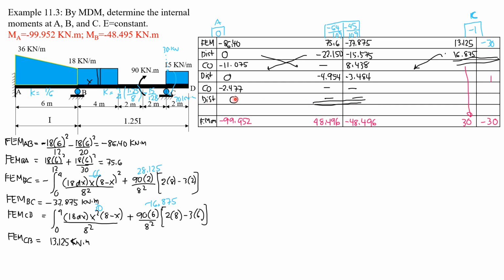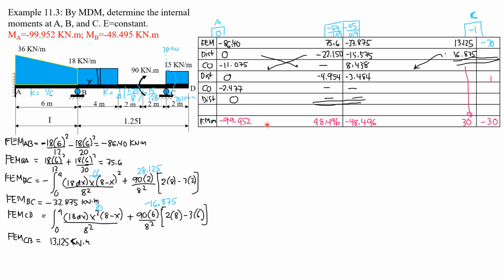Supposedly we distribute. So 0, since there's no unbalanced moment here, so nothing also to be distributed on this row. So adding the column values here, we have negative 99.952, the moment at A in kilonewton meter. Adding the values here, negative 48.496, which is practically equal to moment at B.